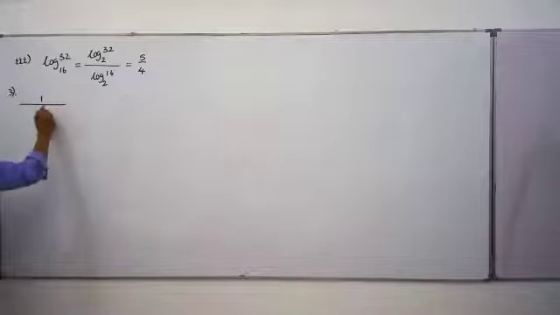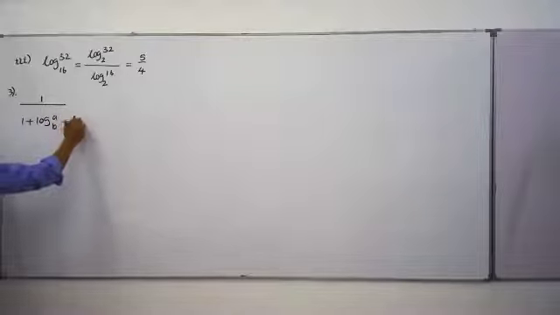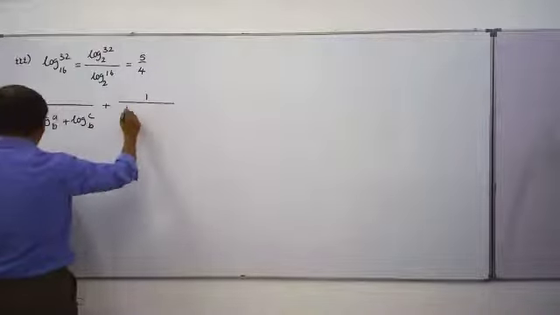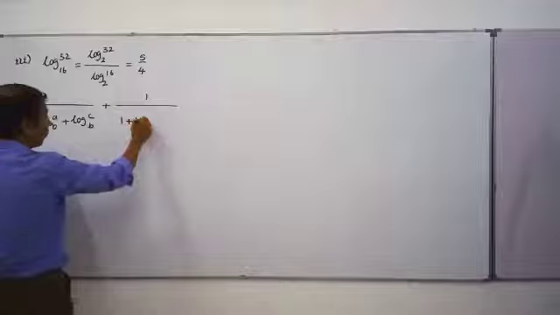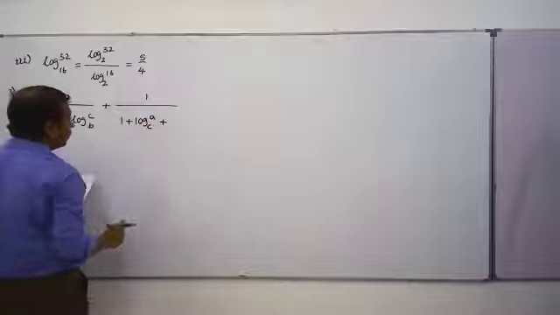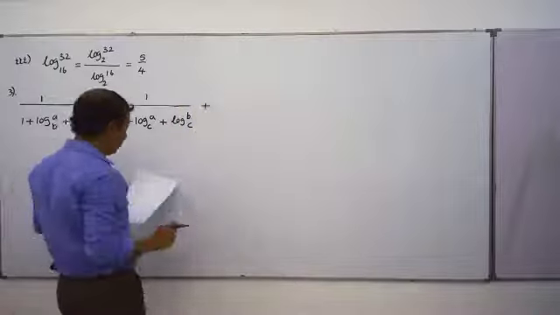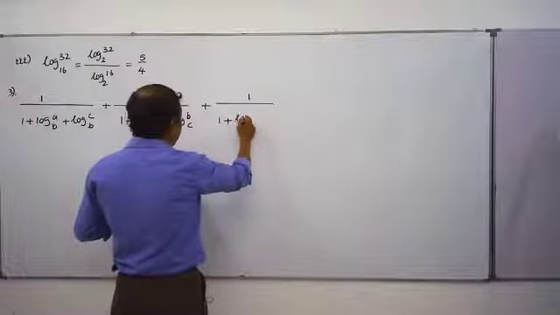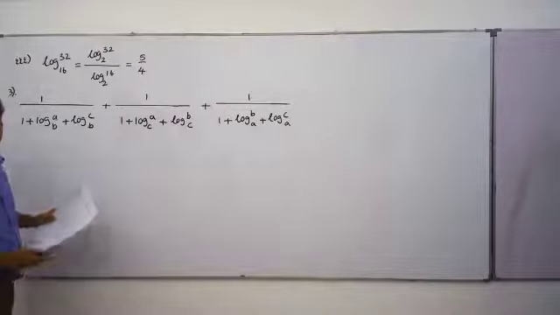Asking to prove 1 upon 1 plus log e to the base b plus log c to the base b, plus 1 upon 1 plus log a to the base c, plus log b to the base c. Next one, 1 upon 1 plus log b to the base a plus log c to the base a. We have to prove this is equal to 1.